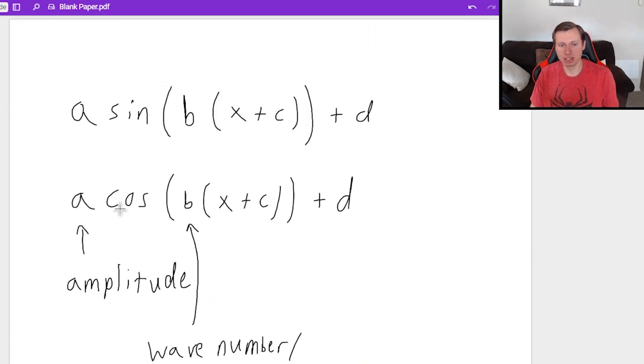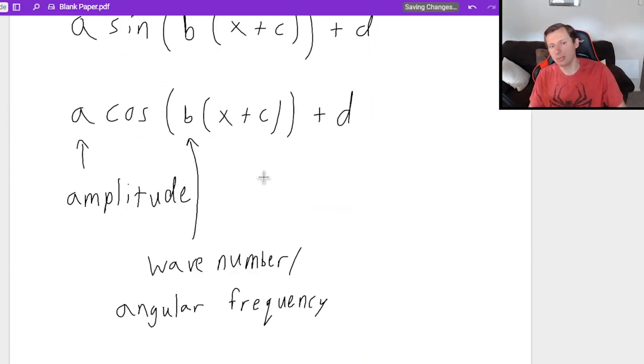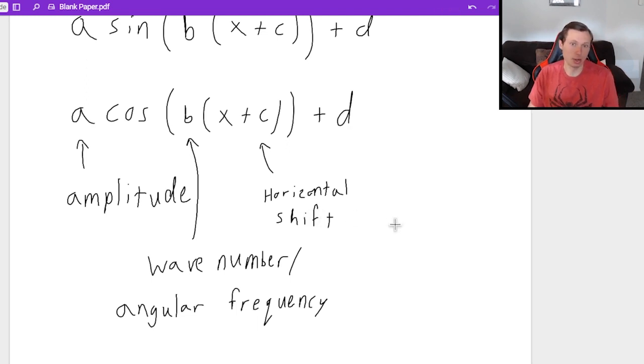Next we want to talk about C. C a lot of times is the hardest one to find. It's the horizontal shift. In other words, shifting left and right. Now the one thing you got to be careful for is that the horizontal shift goes in the opposite direction as the sine, plus or minus. Let me show you what I mean.